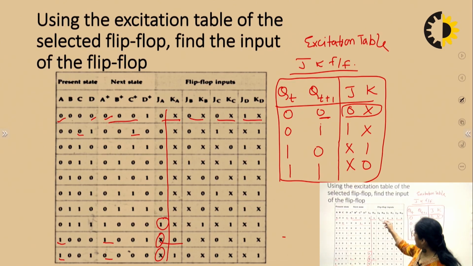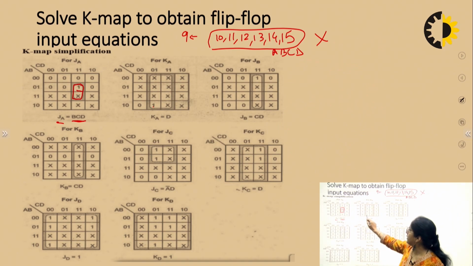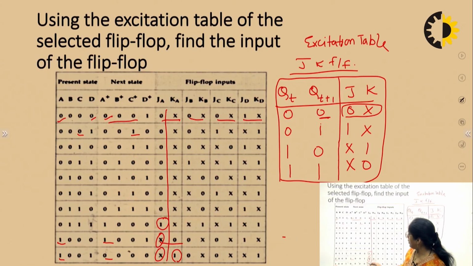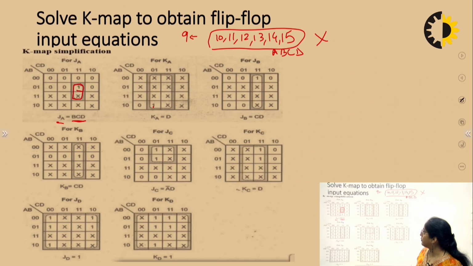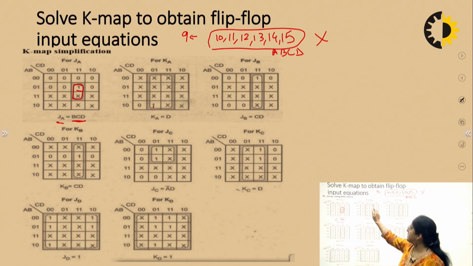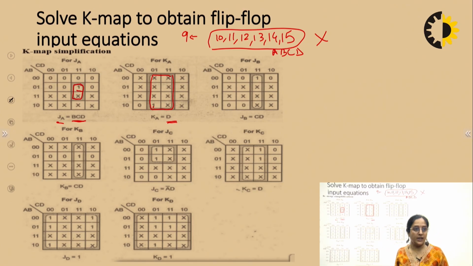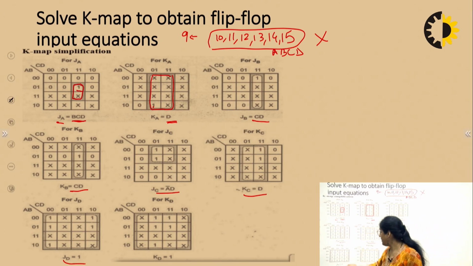In case of KA, the 1 is only at the 9th position. So, we substitute the 1 in the 9th position and the don't cares, whatever the value is. So, we find that this will be an octet and this octet will give us the value D. Similarly, we solve for JB, KB, JC, KC, JD and KD.